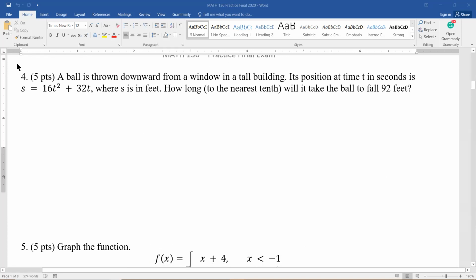Moving on to question number 4, a ball is thrown downward from a window in a tall building. Its position at time t in seconds is represented by s equals 16t squared plus 32t, where s is in feet. How long to the nearest tenth will it take the ball to fall 92 feet? So if s is the height in feet, we want to replace s with 92.